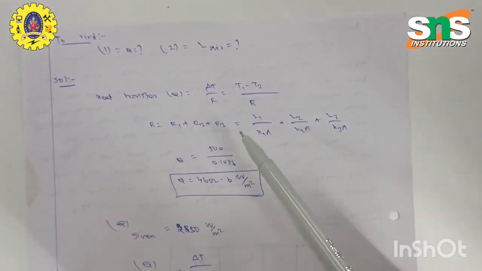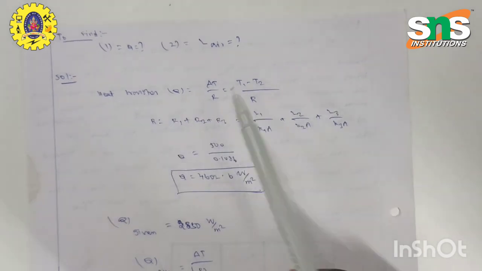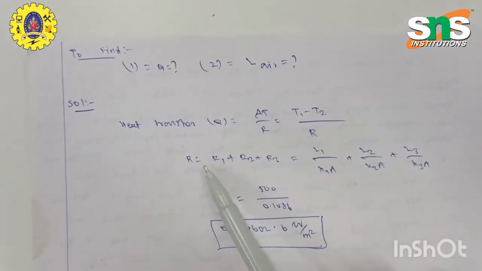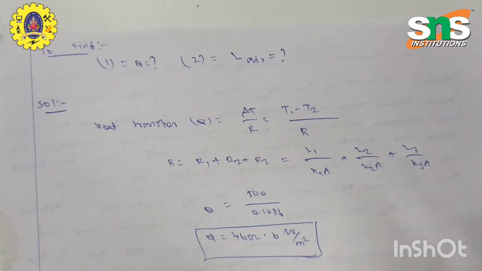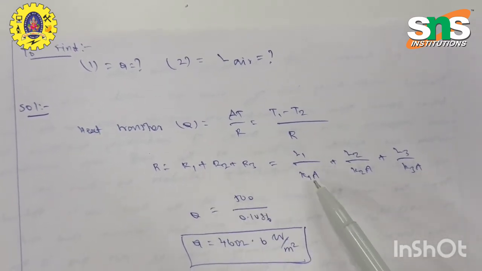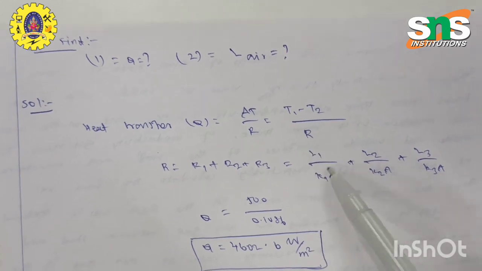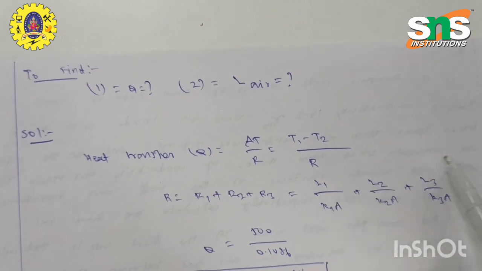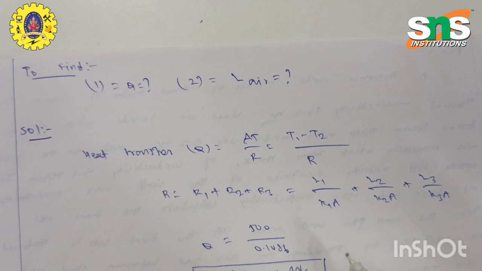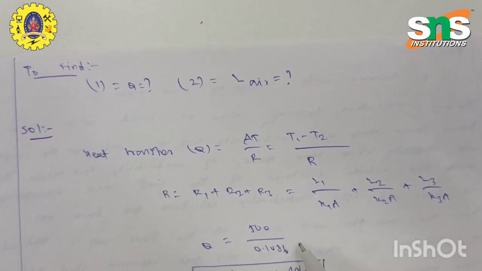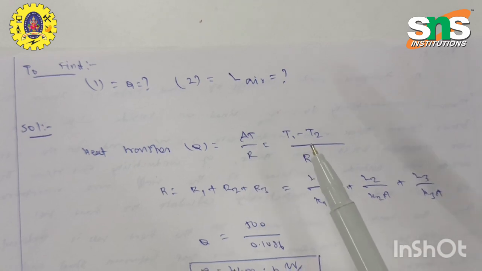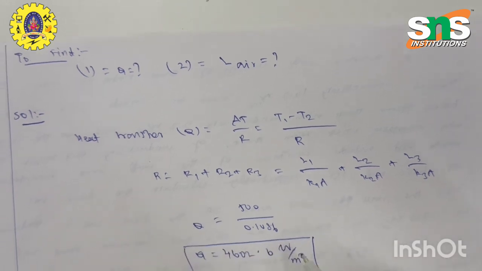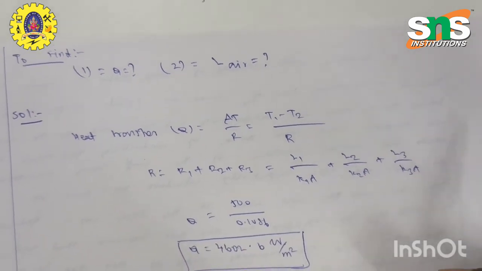Basically we know that heat transfer rate is equal to del T by R. So del T is T1 minus T4, divided by R, where R is the resistance; the combined resistance is R1 plus R2 plus R3. We know that the resistance formula is R equals L by KA, where L is the length, K is the thermal conductivity, and A is the area of the particular slab. So we substitute all these values from our given data, we get the R value, and finally we substitute this R value into our temperature difference, and we get the Q of the given problem as 4602.6 watt per meter square.